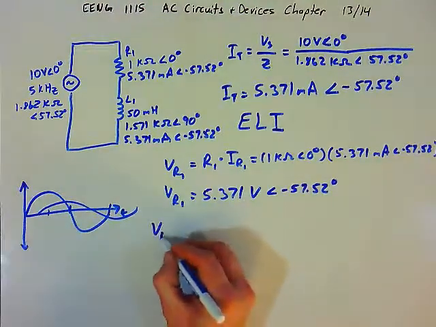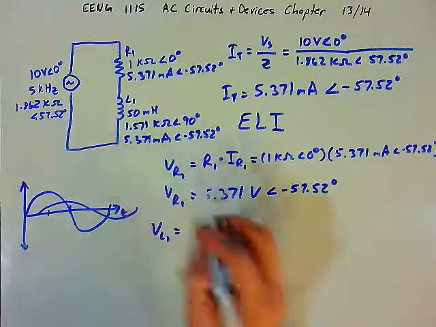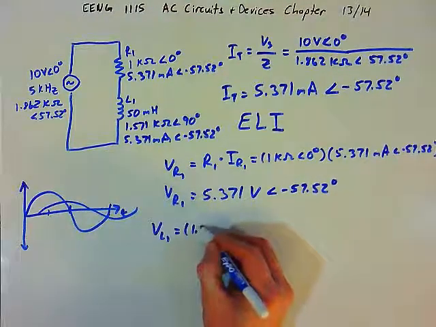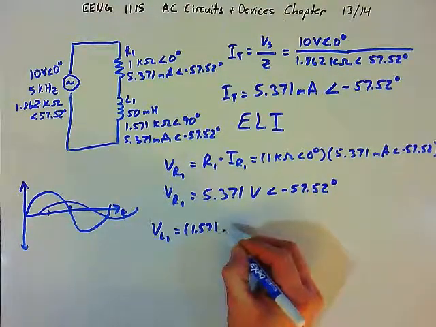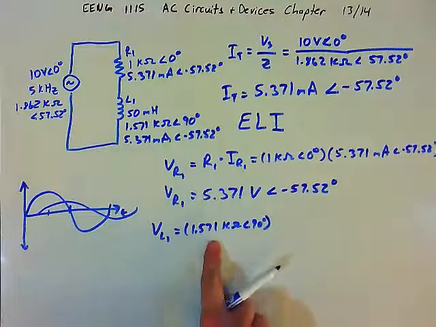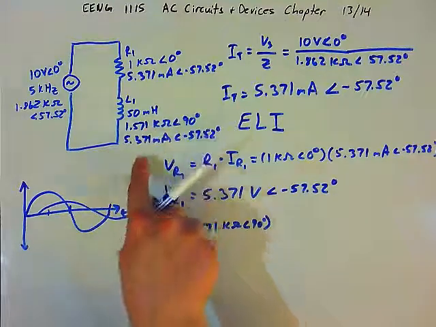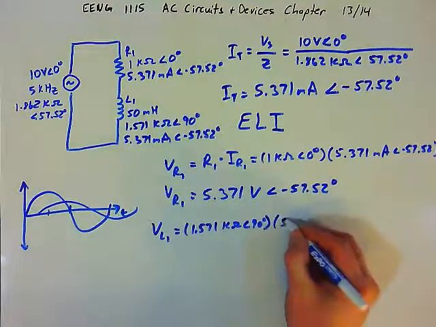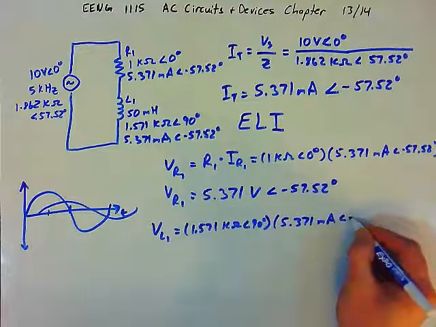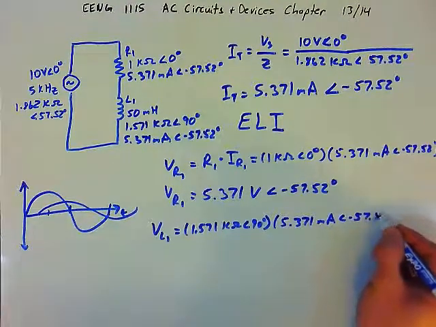Now what about the voltage drop on the inductor? Well, we have a reactance value. We have 1.571 kilo ohms at 90 degrees. That is the reactance, and we're multiplying by the current, which is 5.371 milliamps at an angle of negative 57.52 degrees.